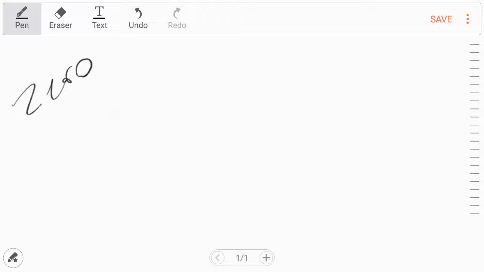So if I had a problem like x to the 0, that would just be x. So, for example, if I had n to the fourth divided by n to the fourth, you would divide the exponents by each other, and that would just equal n.